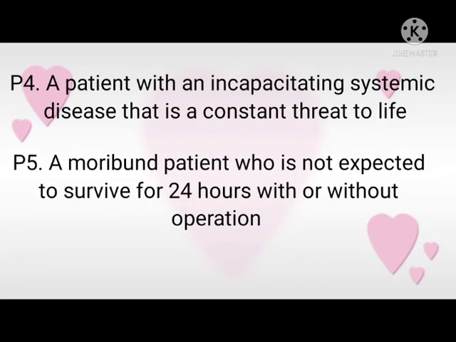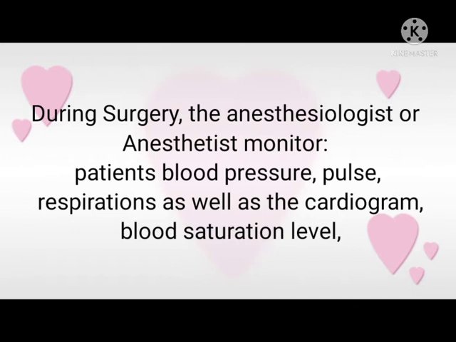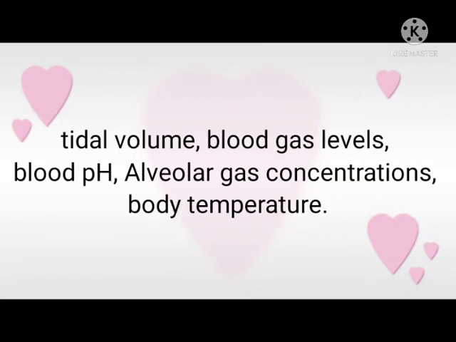So for example is P1E or P2E. This requires an emergency surgery. P6 refers to a patient who is brain dead and is undergoing surgery as an organ donor. During the surgery, the anesthesiologist or anesthetist monitors the following: the patient's blood pressure, pulse, respirations, as well as the cardiogram, blood oxygen saturation level, tidal volume, blood gas levels, blood pH, alveolar gas concentrations, and the body temperature.